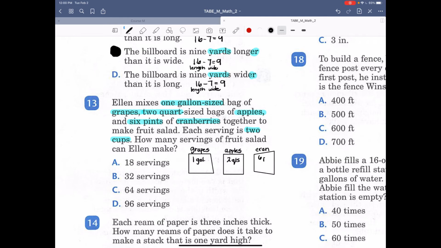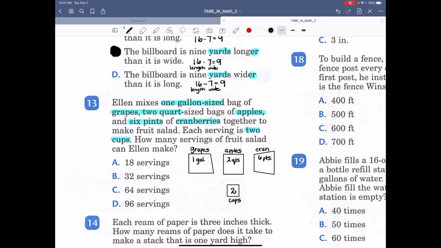This is 6 pints. Okay, right there I have a problem because I have mixed units. I have gallon, quarts, and pints. They have to be the same. Each serving, so let's draw another box. Each serving is 2 cups. So I want to convert all of these into cups so that they'll match this one.